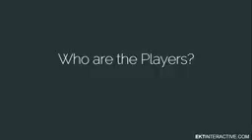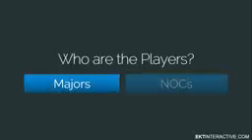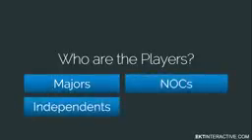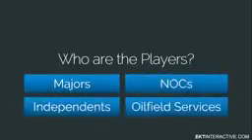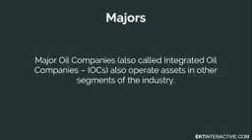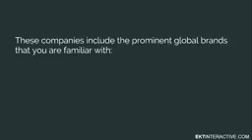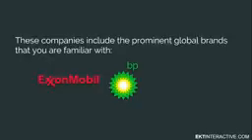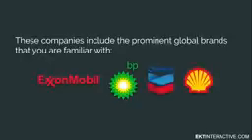The 4 main categories of participants in the upstream sector are the majors, the NOCs, independents, and oil field services companies. Major oil companies, also called integrated oil companies, also operate assets in other segments of the industry. These companies include the prominent global brands that you are familiar with, including ExxonMobil, BP, Chevron, and Shell.